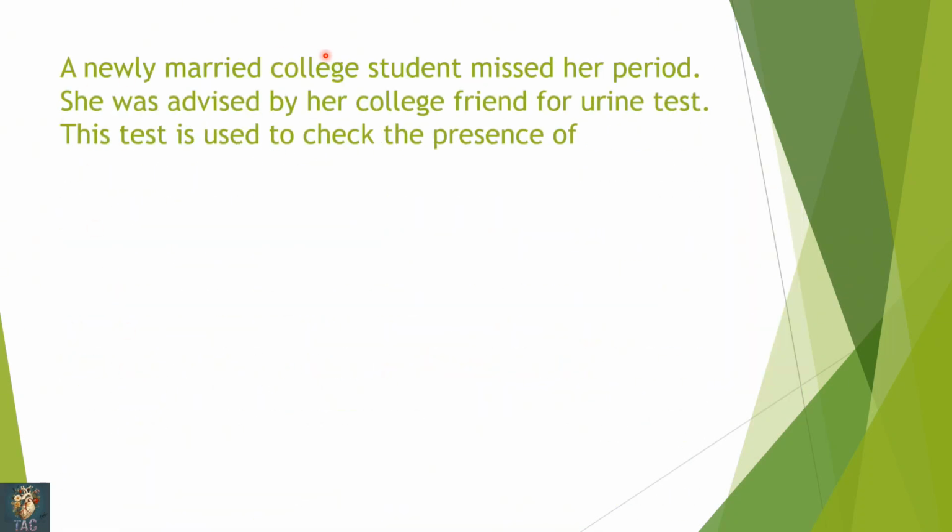Next is, a newly married college student missed her period. She was advised by her college friend to take a urine test. This test is used to check the presence of estrogen, HCG, oxytocin, or progesterone. So, a very simple question. HCG, that is human chorionic gonadotropin hormone, is used to check for a positive pregnancy test.